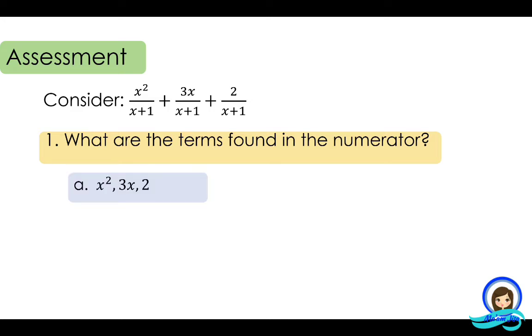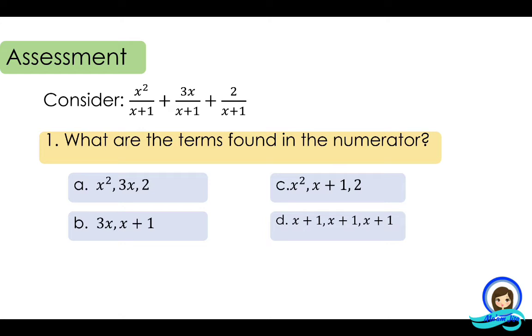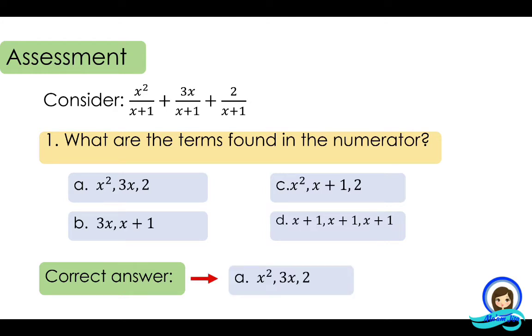Is it A? Is it B? Could it be letter C or letter D? Can you give me your answer? Okay, and the correct answer is letter A. X squared, 3x, and 2 are the terms found in the numerator. Very good for those who get a correct answer.